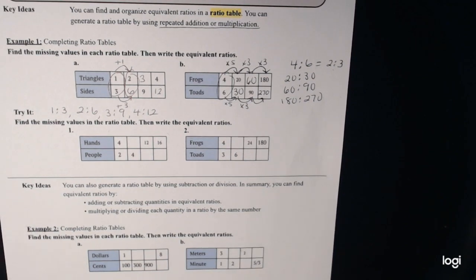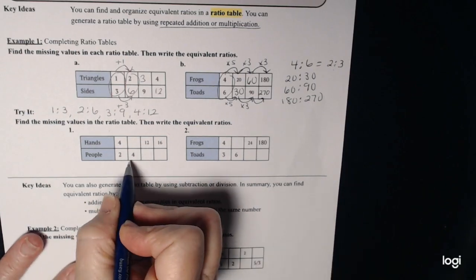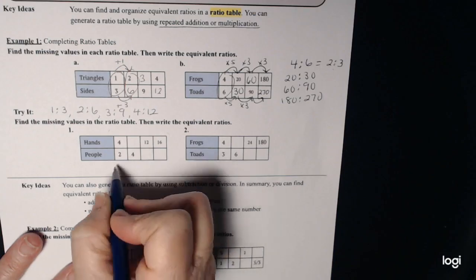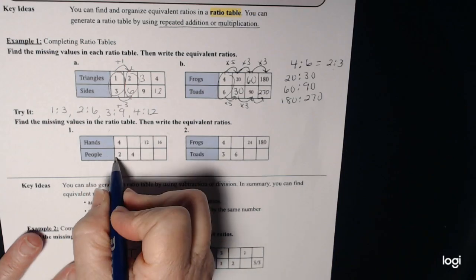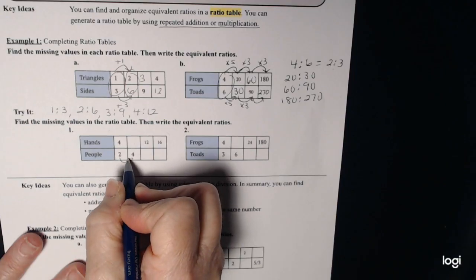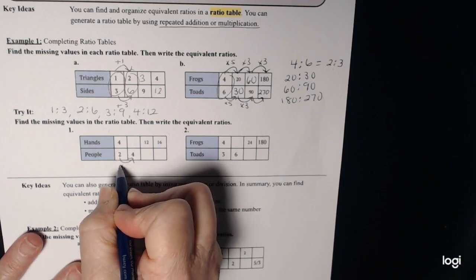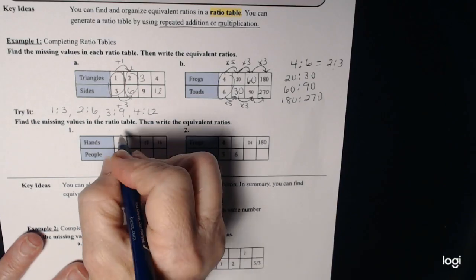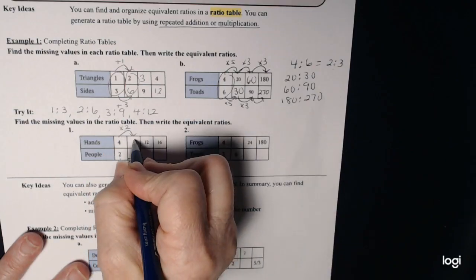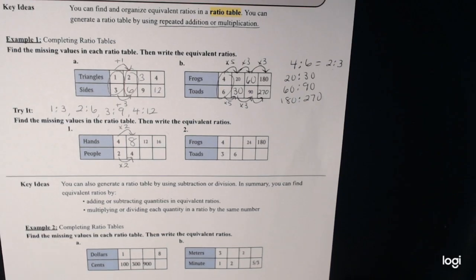Okay, so those of you that finished, or those of you that just want to watch, I'm going to look here and I have to find the missing number right here. Well, let's see. From the hands and people, 2 people, we have 4 hands. So let's see. If I have 4 people, that's 2 times 2. Whatever I do here, I have to do here. So I'm going to multiply 4 times 2, and that would be 8.